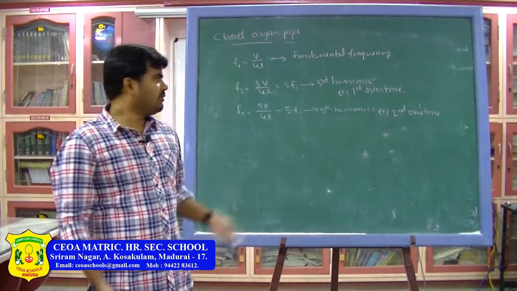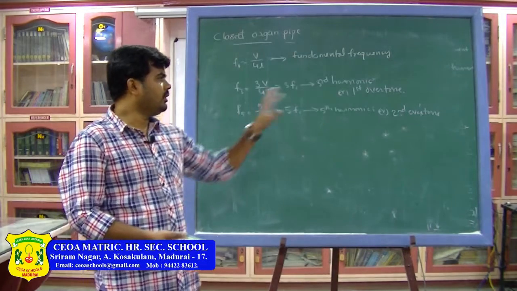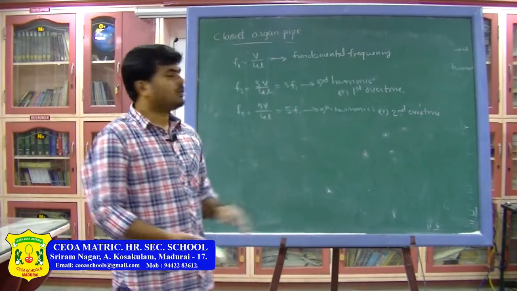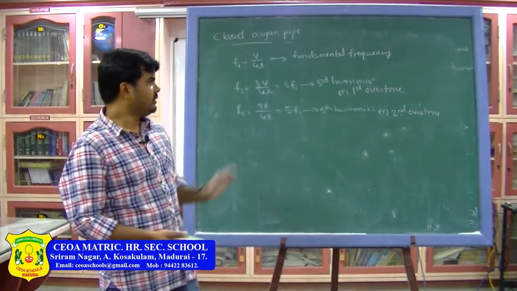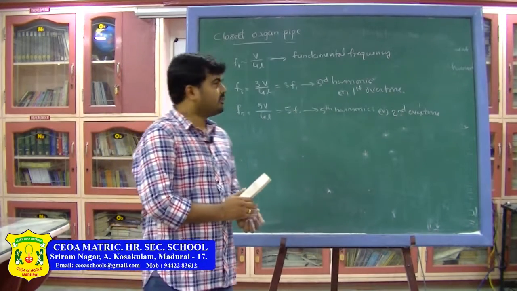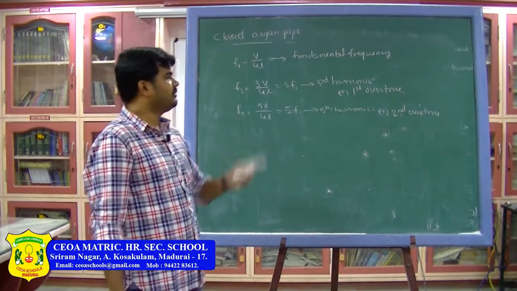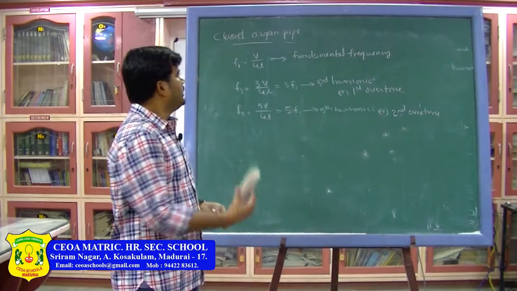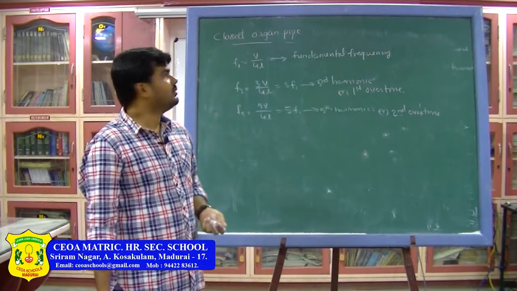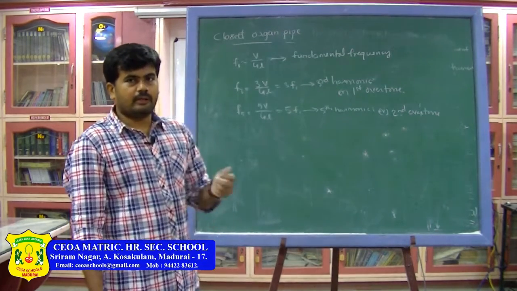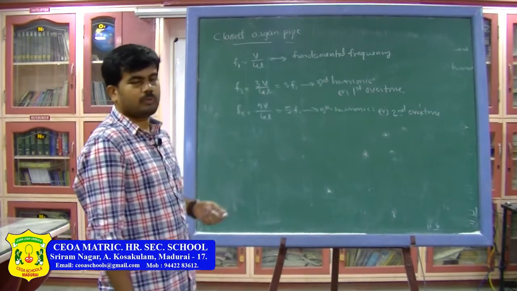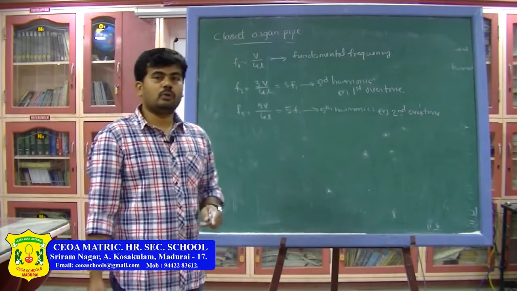So, do not confuse the words harmonic and overtone in case of a closed pipe especially. So, that is the formation of stationary waves and frequencies of vibration of the air column in case of a closed organ pipe. Now let us do some example problems on both the open and closed organ pipes.